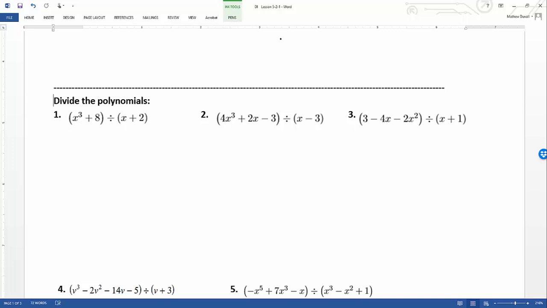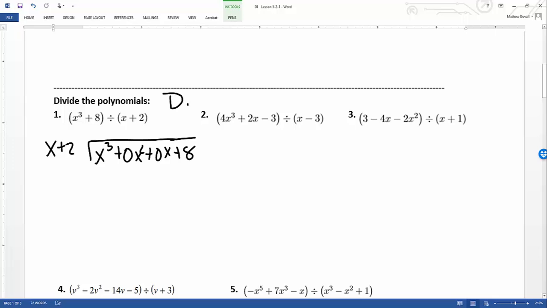All right, so dividing the polynomial, setting it up first. Now remember, we need to put placeholders because when we divide, we need a place to put it. We need a place to put our x squareds. We need a place to put our x's. And so when we divide, we follow the pattern: divide, distribute, subtract.